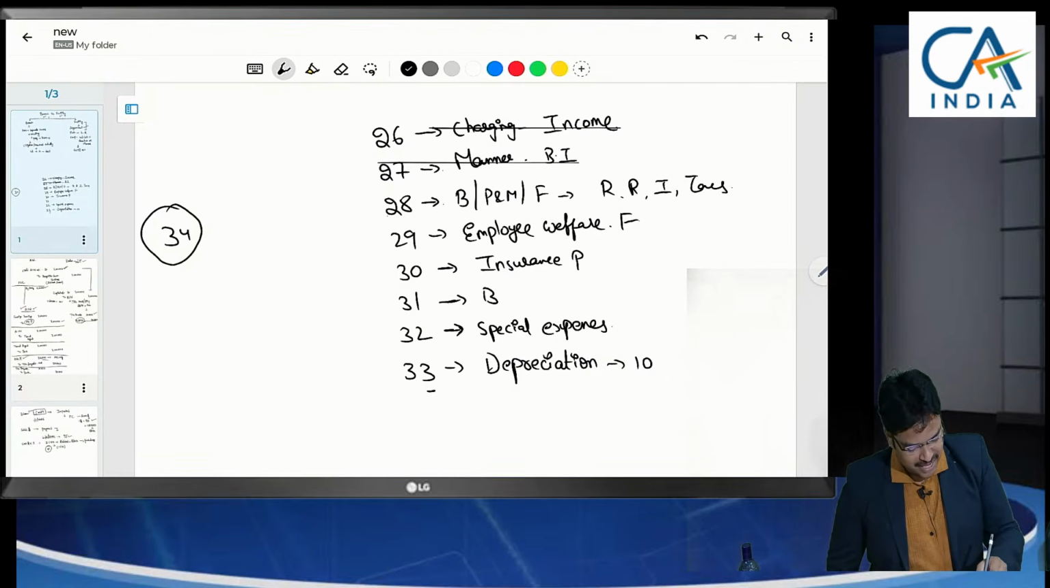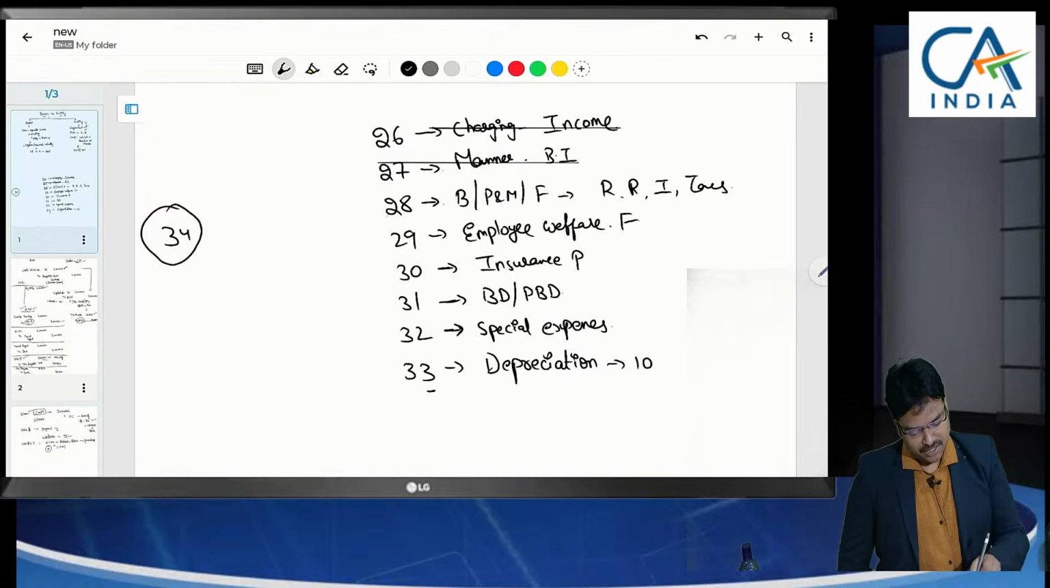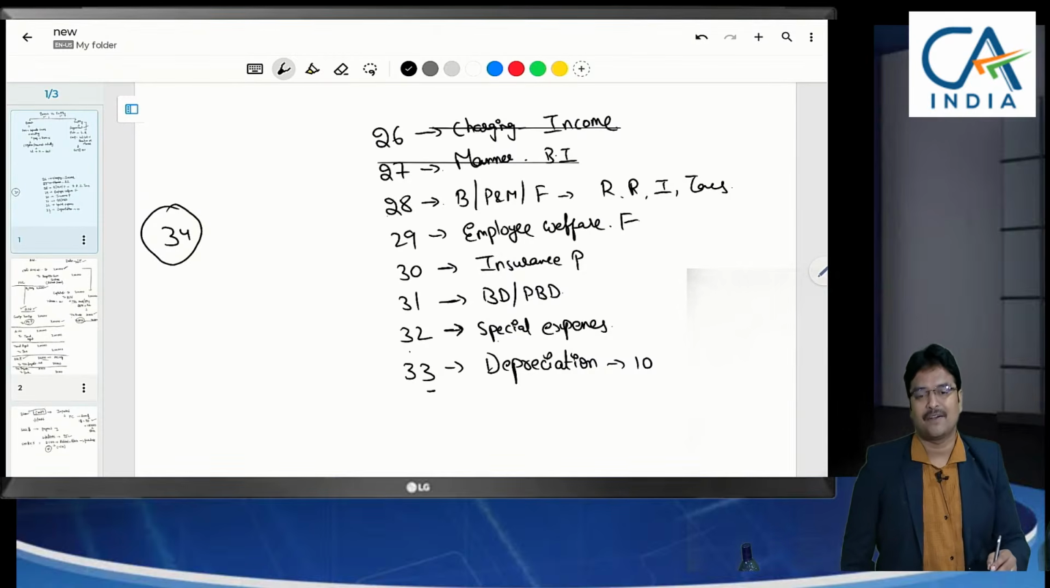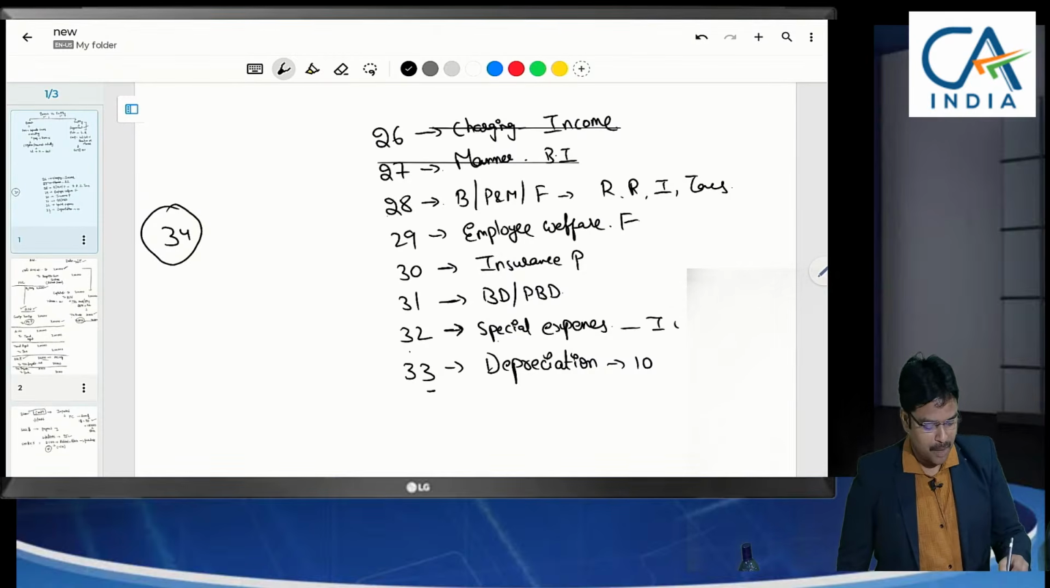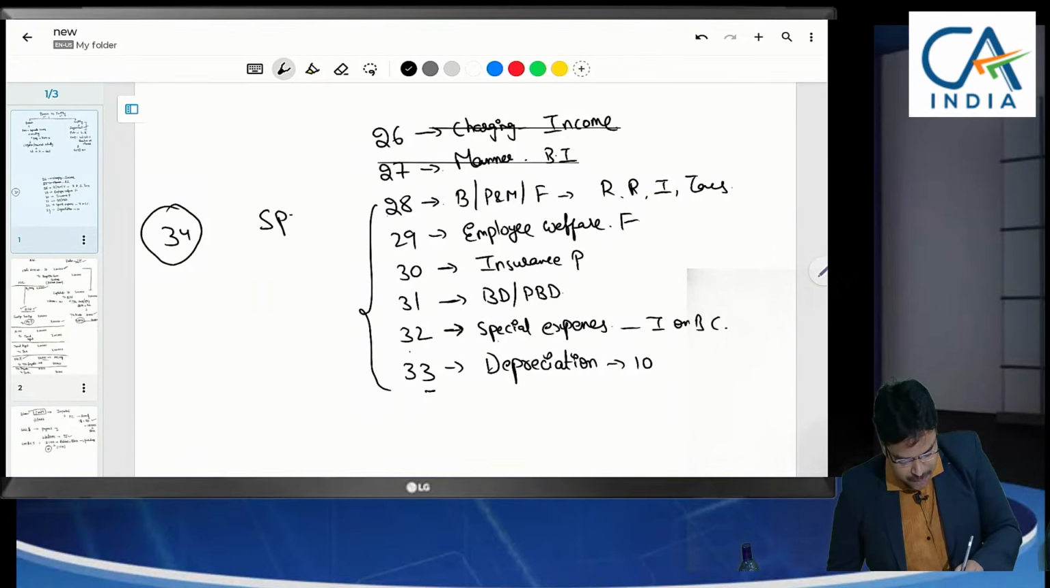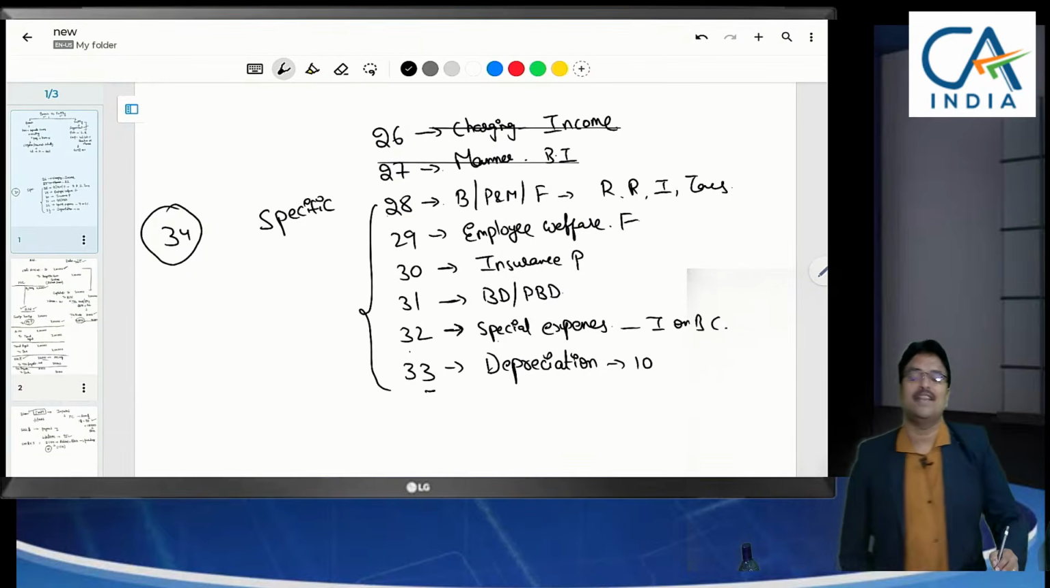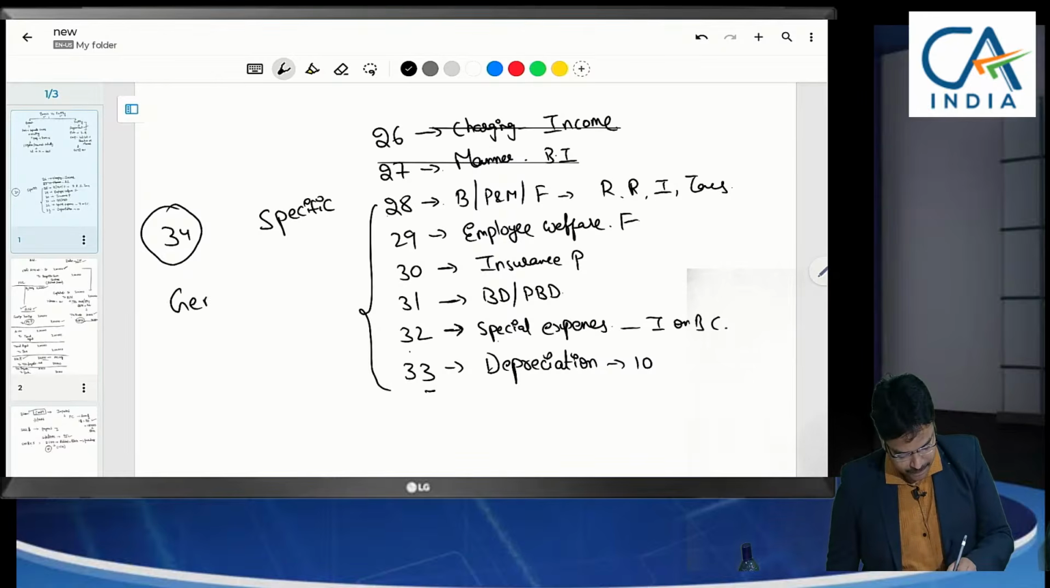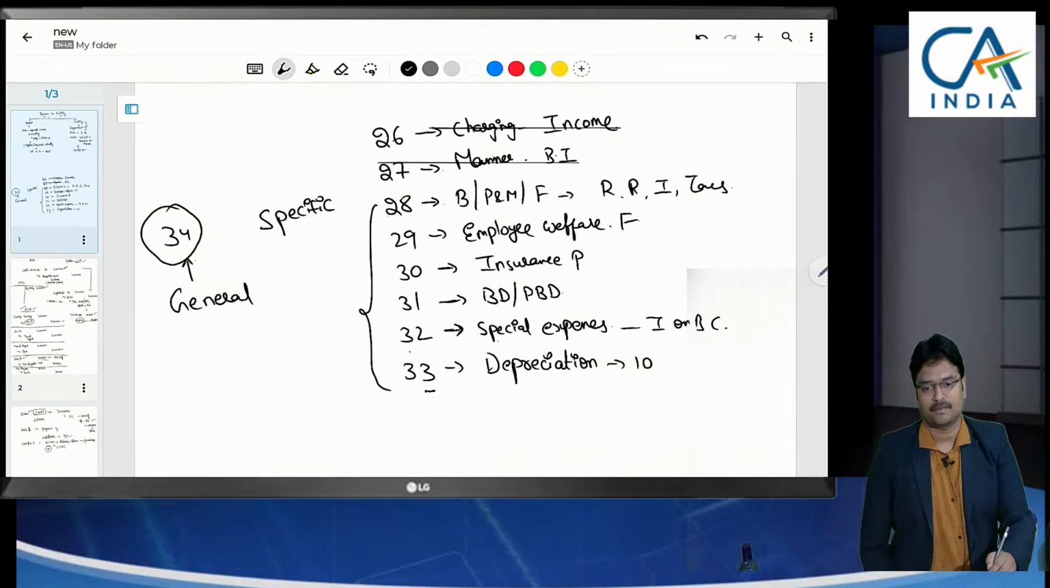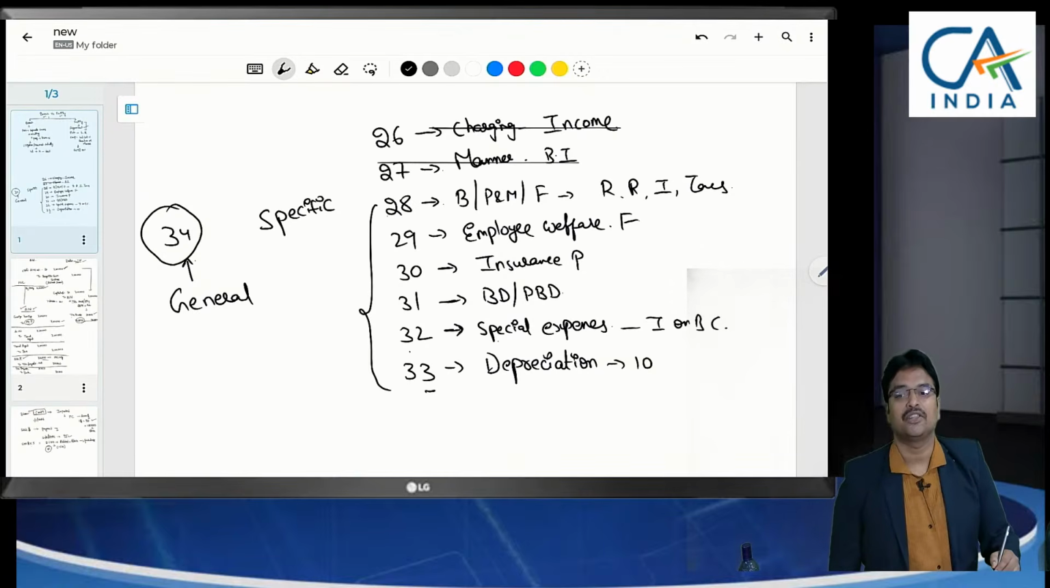Section 31 is regarding bad debts and provision for bad debts. Section 32, special expenses list we have learned, like interest on borrowed capital, etc. Section 33, depreciation. All these expenses from section 28 to 33 are specific. Now, any other expenditure will be general, which is specified in section 34.